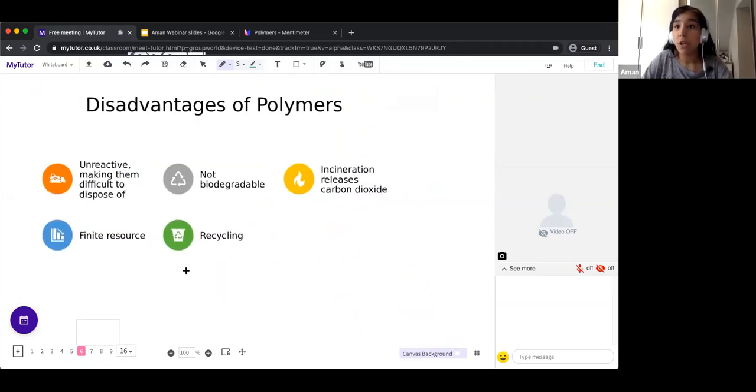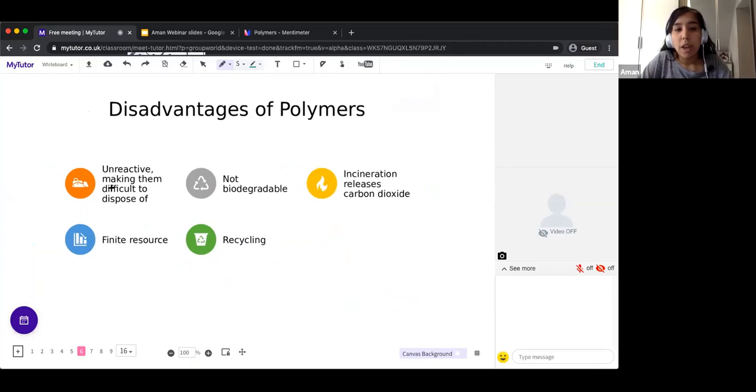So to some of the disadvantages of polymers, again, really important that we know about them. So they're unreactive, making them difficult to dispose of, and that's because the double bond's been broken. So remember, the double bond in alkenes makes them quite reactive. There's lots of electrons in that double bond, and they essentially want to react. But in polymers, because that double bond's been broken and they're quite stable as polymers, they don't tend to want to react, which makes them difficult to dispose of.